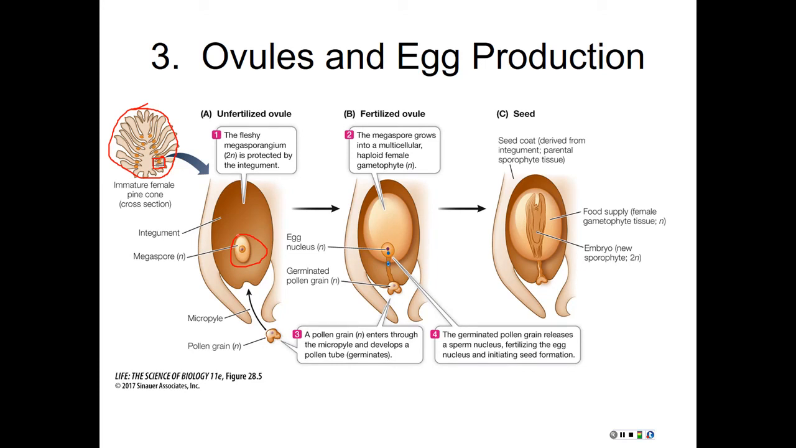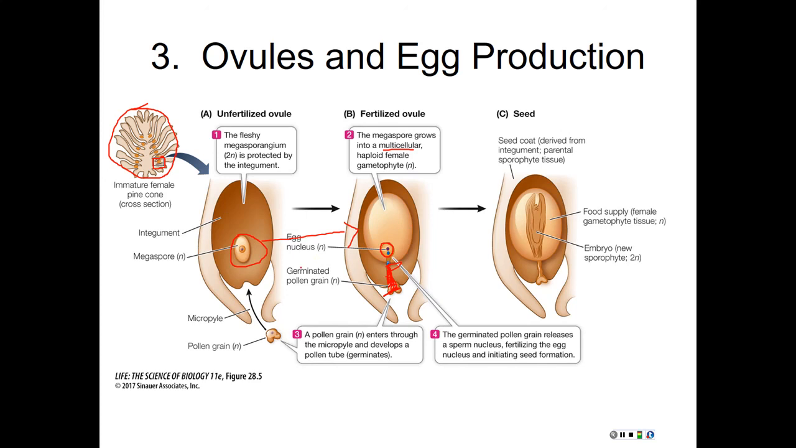So what you're looking at here in this figure is progression of stages of development. So here we have the megaspore here, and then in this next figure, this megaspore has developed into a multicellular, still very tiny, but multicellular haploid female gametophyte, which has produced an egg. Now in this figure, we also have some of the male stuff, the pollen grain meeting it. Ignore this for now. We just want to focus on female structures for now. We'll talk about the male structures in a minute.